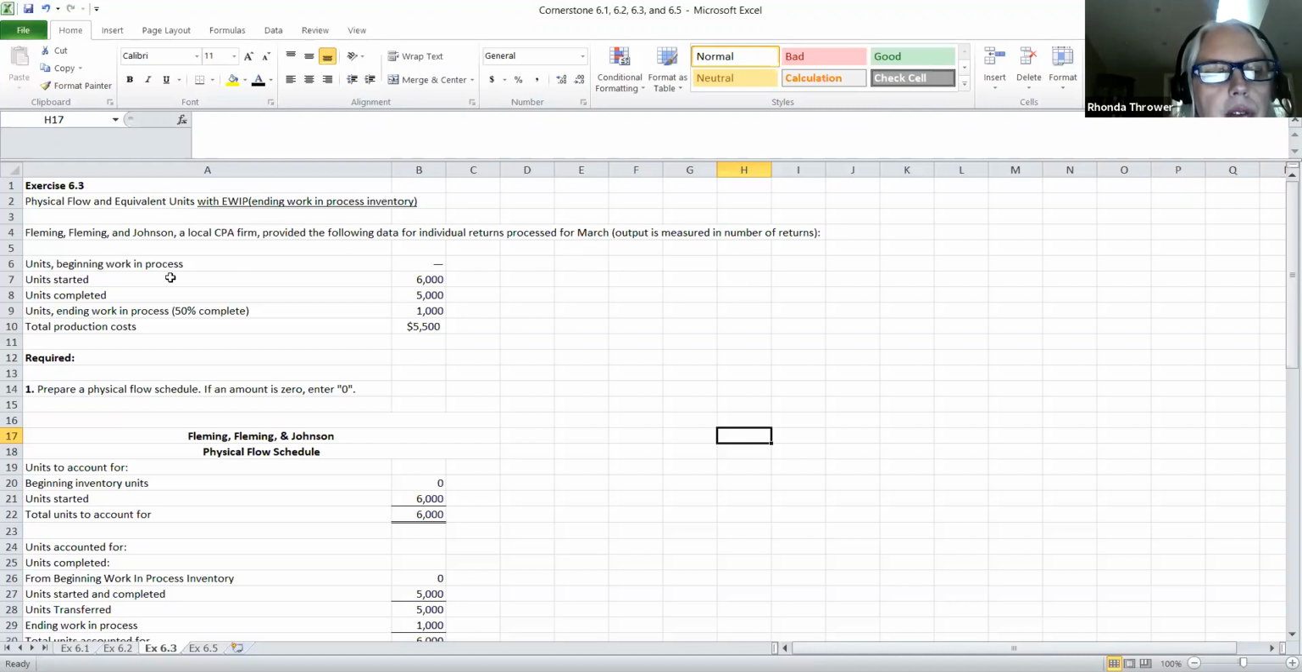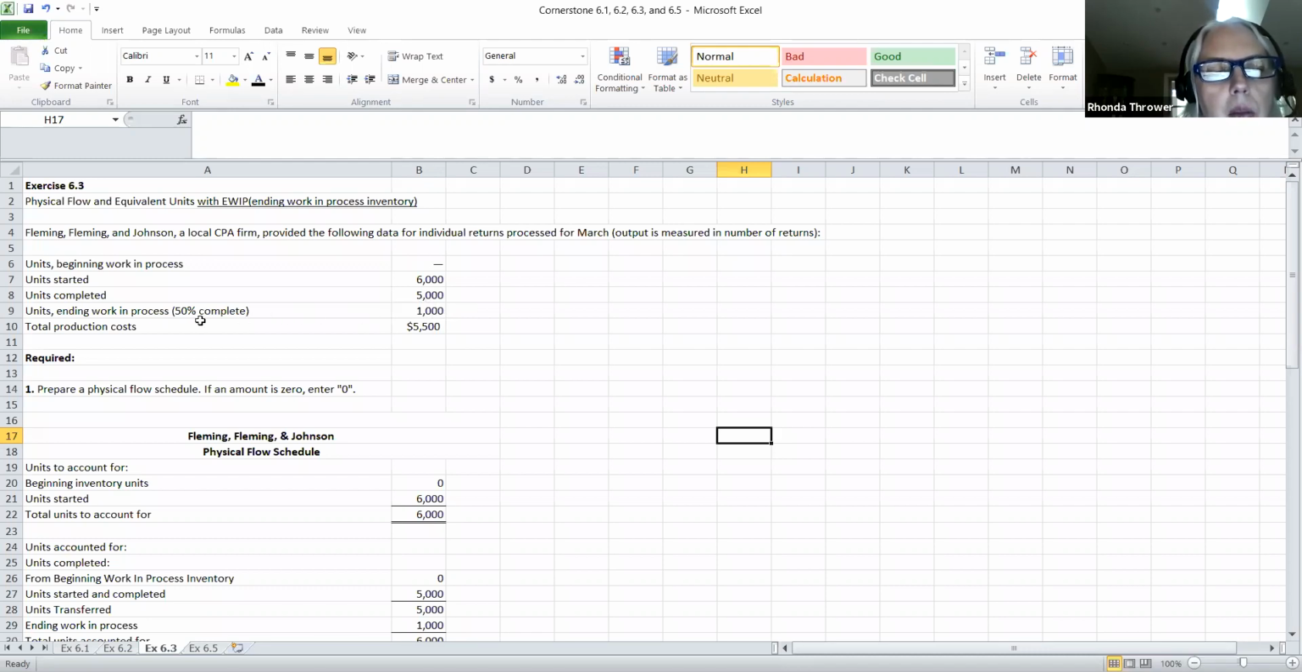So they've given you this information. They've given you units that were in the beginning work in process, which is 0. Remember, there's no beginning inventory. They gave you that they had started 6,000 units during this period of time, but they completed only 5,000. So that's where we've got the remainder here of 1,000 that was not complete, was left in the ending inventory.